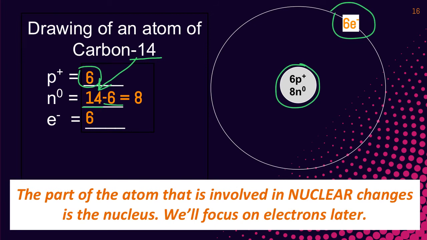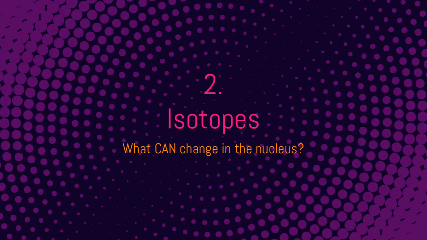The part of an atom that's involved in nuclear changes, of course, is the nucleus. So we're going to focus on electrons a lot more later. For now, we're really going to focus on what's happening in that nucleus, especially when it's unstable. Isotopes. So what can change in the nucleus? What's happening there?